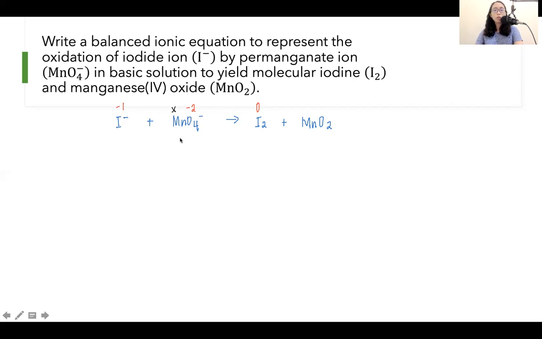We apply rule number 6. So the sum of all oxidation numbers is -1. The charge of permanganate ion is -1. So we have 1 manganese times its oxidation number plus 4 oxygens times its oxidation number, -2. Solving for x, you will get a value of +7. So the oxidation number of manganese in permanganate is +7.